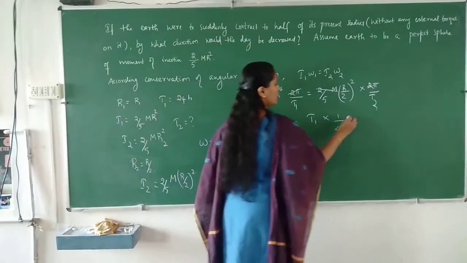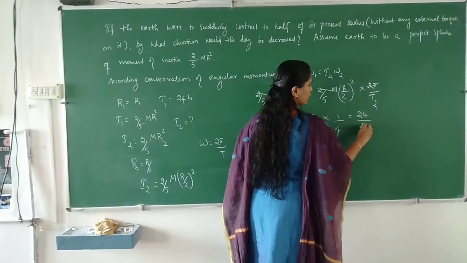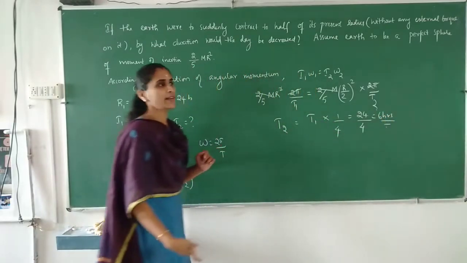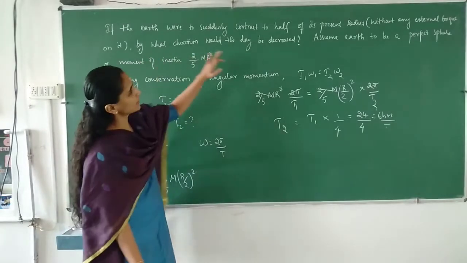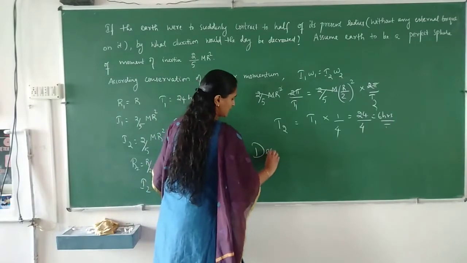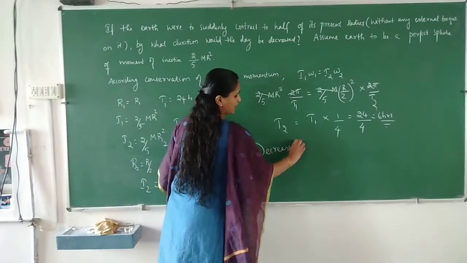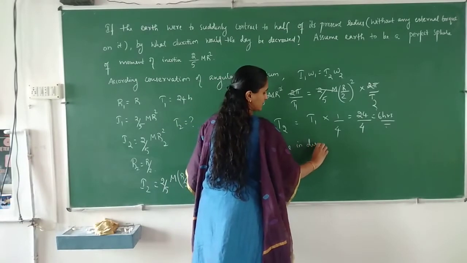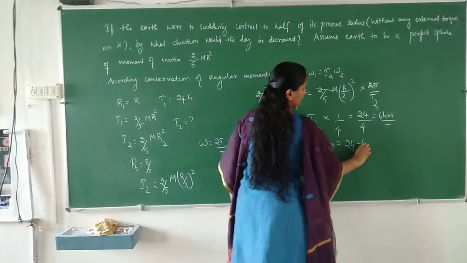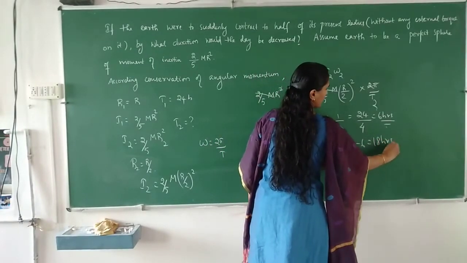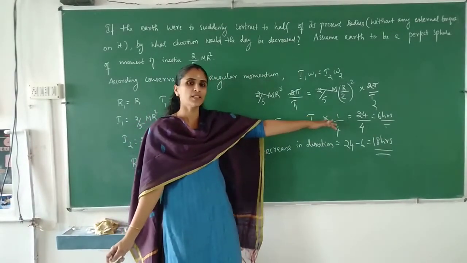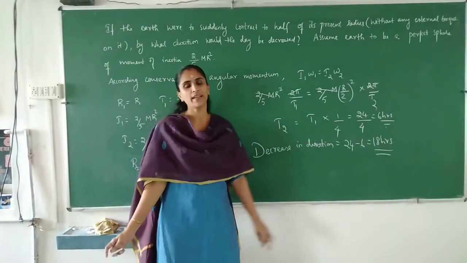T1 is 24. So 24 by 4 is equal to 6 hours, which is the time period now. So what is asked? The decrease in duration is given by 24 minus 6, which is 18 hours. Because the time period now, instead of 24, becomes 6 hours, so the duration of the day will be decreased by 18 hours.